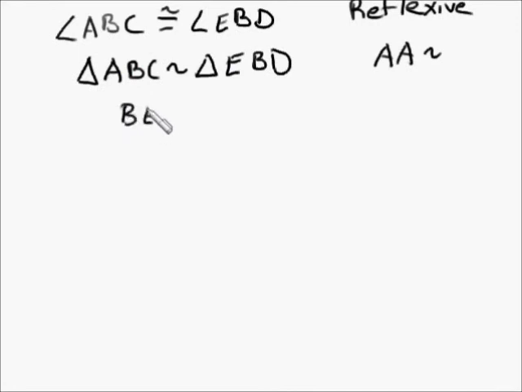which now that we have similar triangles means that BE is to AB as BD is to BC. The ratio between those pairs of sides is the same. And that's that.